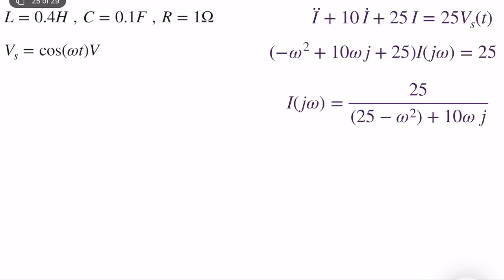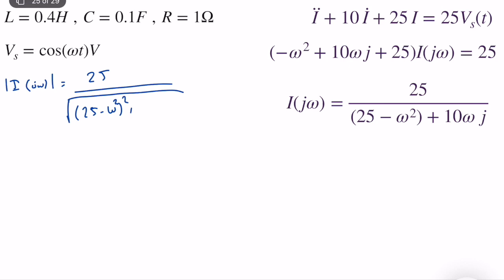Now, let's try to figure out the magnitude of this complex signal without plugging in a number for omega. What is the magnitude? The magnitude of I(j omega) is equal to the magnitude of the top divided by the magnitude of the bottom. This is equal to 25 divided by the square root of (25 minus omega squared) squared plus 100 omega squared. If I simplify things, I will see that this is equal to 25 divided by 25 plus omega squared. I think we are correct, because the cross term is minus 50 omega squared, plus 100, it will be 50.